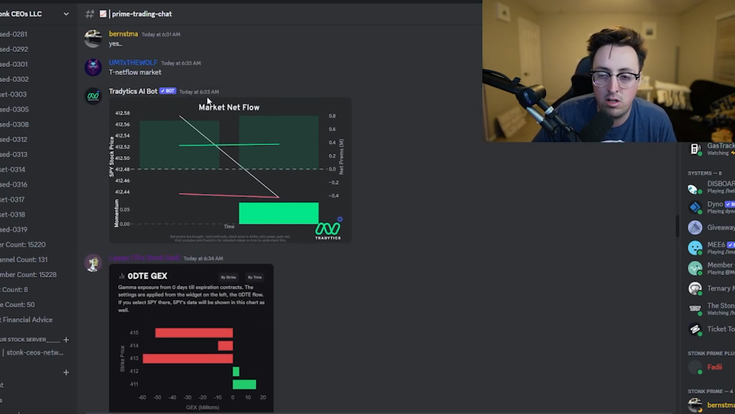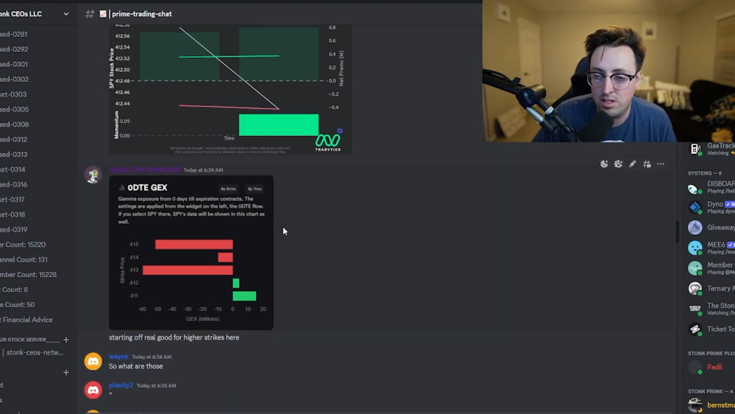So 6:30 is when the market opens for me on Pacific time. I usually like to check market net flow and these gamma exposure levels and make a decision within the first 30 minutes of market on what I think it may do.